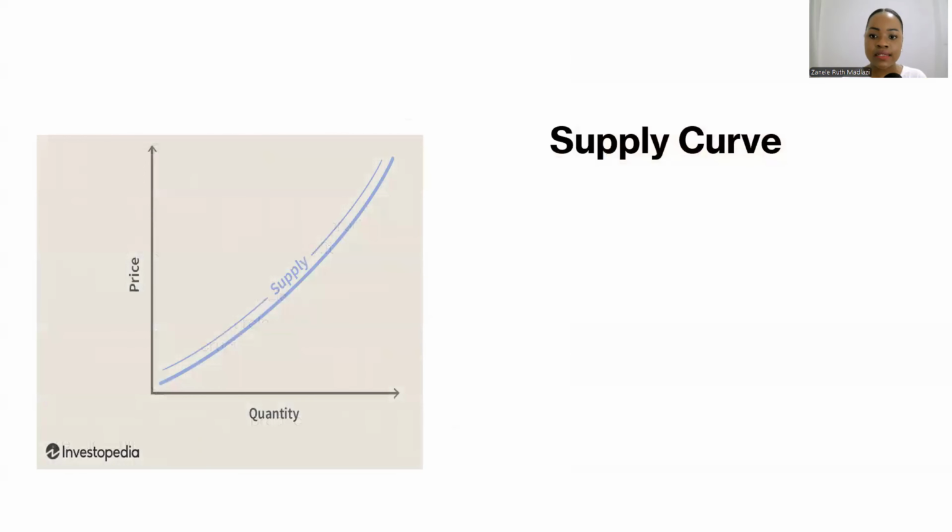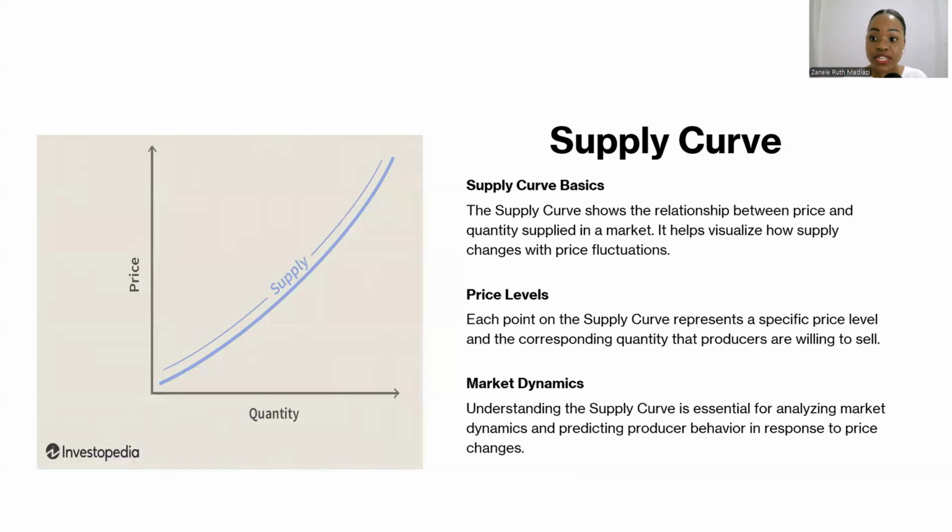Now let's look at the supply curve. We can see that it is different from the demand curve, which has a line that goes from left to right. The supply curve shows the relationship between price and quantity supplied in a market. It helps visualize how supply changes with price fluctuations. Each point on the supply curve represents a specific price level and the corresponding quantity that producers are willing to sell. Understanding the supply curve is essential for analyzing market dynamics and predicting producer behavior in response to price changes.